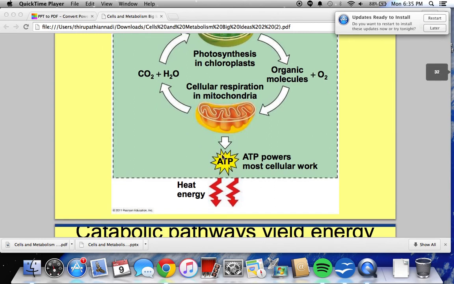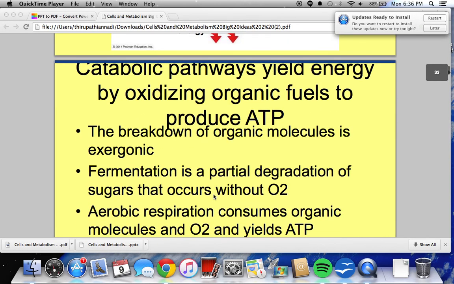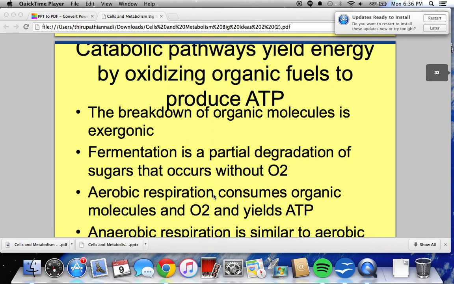But ATP powers most cellular work, and once it's used up, all the energy is lost as heat. So the breakdown of organic molecules is exergonic. That means it releases energy. It's going to happen by itself. You don't have to put in energy to break down those big molecules.